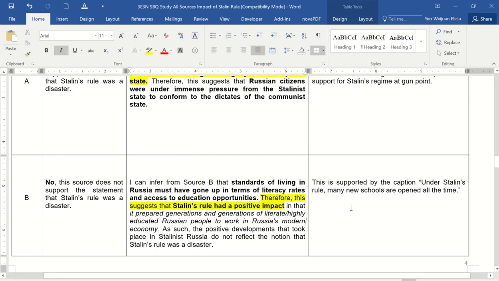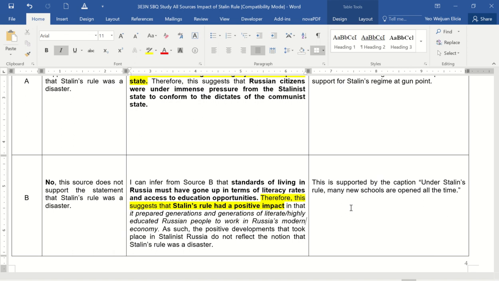In this case, it does not support the statement that Stalin's rule is a disaster because it tells me that Stalin's rule had a positive impact, since standards of living went up in terms of education, or like what Hafiz mentioned, people benefited because they now receive education. Remember, your answer doesn't have to be exactly the same as mine. Hafiz's answer is equally as good. That's why we have learned all these vocabulary when we do source-based: benefited, standards of living, living conditions.